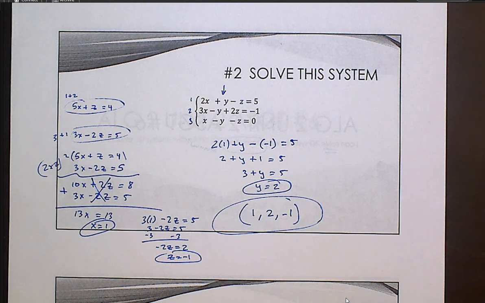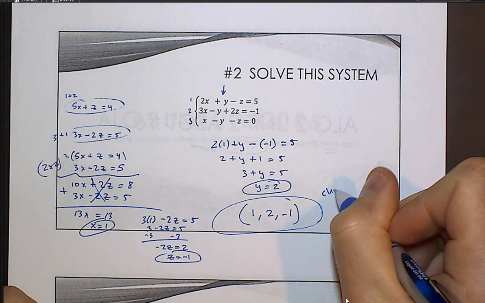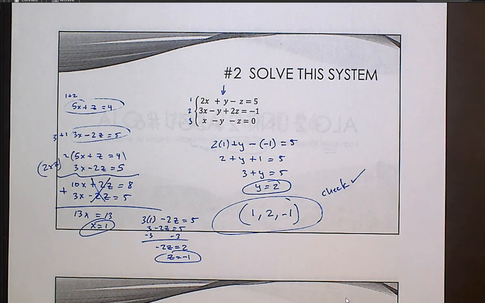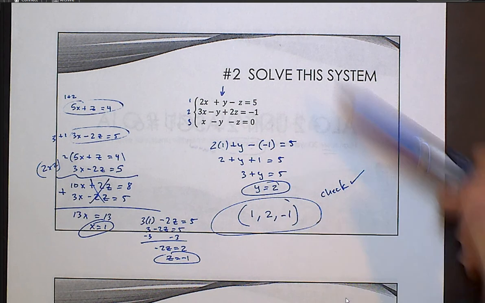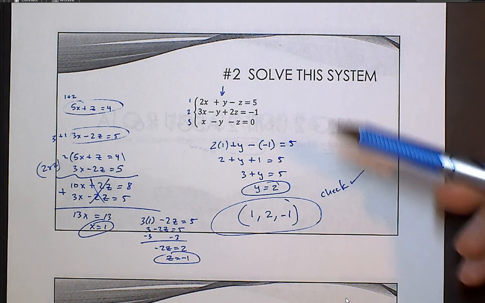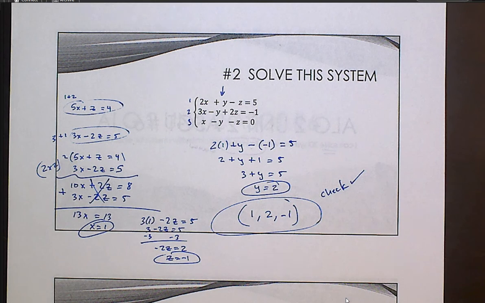Now, the nice thing about systems, and I didn't mention this on the first one, but we should always check to make sure that we have the right answer, and it takes really no time at all. You plug all three of these into all three equations just to make sure your left side equals the right side, so that you know that you didn't make a mistake. I'm not going to do that now because I want to keep the video rather short for you, but you can go ahead and do that on your own and make sure that you are getting the correct answer. Okay, so let's move on to the last one here.